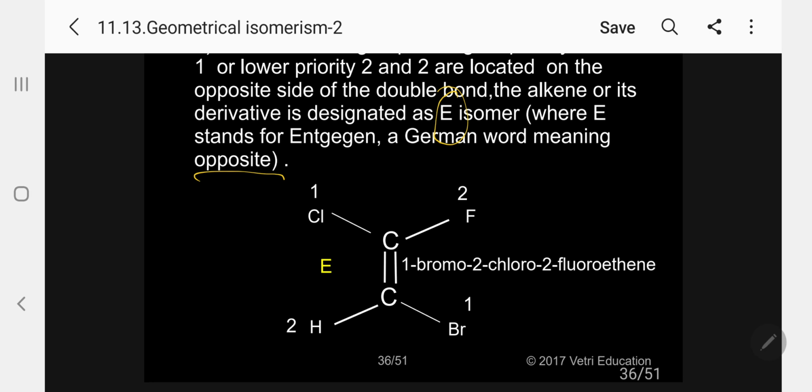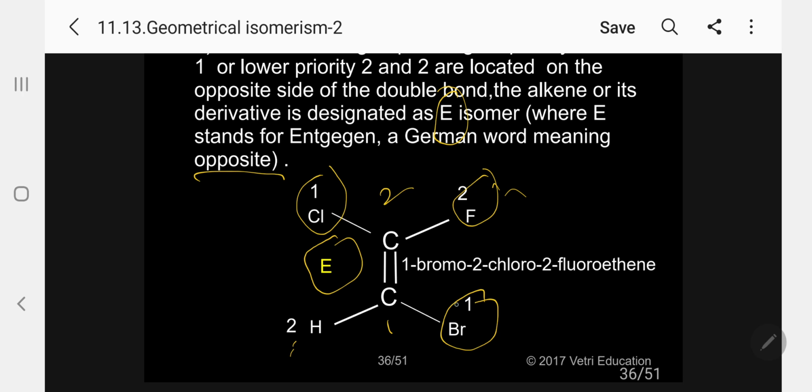Opposite. To give an idea, let me take, as usual, this is 1, this is 2. Here bromine is number 1, here chlorine number 1, fluorine 2. Now what will happen? 1 and 1 are opposite, 2 and 2 are opposite. So if it is opposite, I can use E. The name is the same, 1-bromo-2-chloro-2-fluoroethene, but what I am introducing is adding E: E-1-bromo-2-chloro-2-fluoroethene.